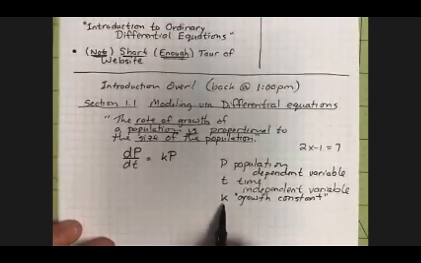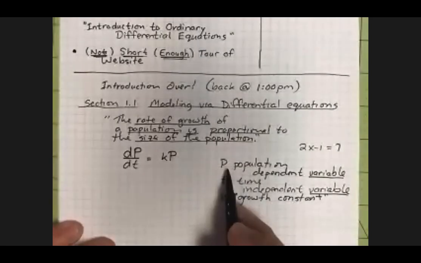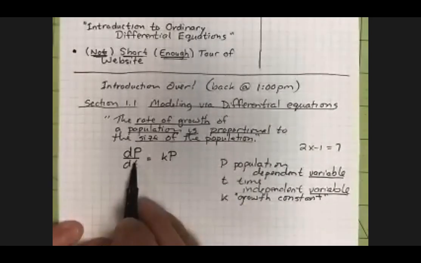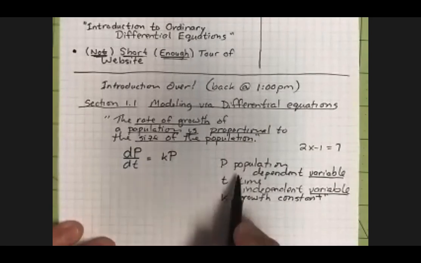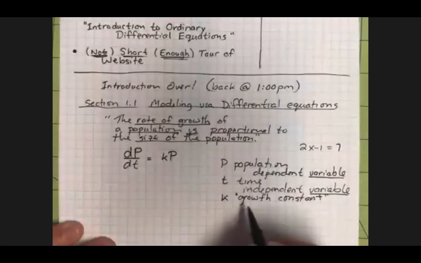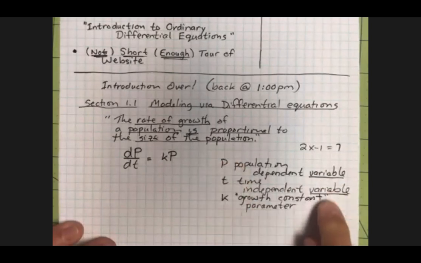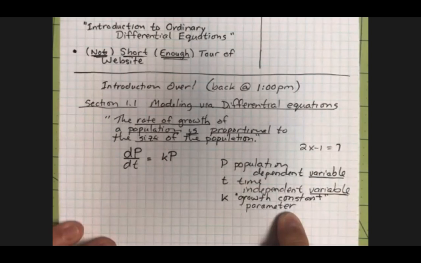Let's be careful about what we call this K. Legally, it's a variable, right? Unless I tell you what its value is. But it's not the variable I'm studying. I'm really hunting for this population formula. This P that I'm hunting for is a function. It's not a number, because the derivative of a number is zero. I'm hunting for this unknown function P, which depends on time. And the constant, we already acknowledge, probably is different for different kinds of populations. In this case, we have a special word for this. This is called a parameter. I'm not being silly. You have to be able to distinguish between the variables you're using and the parameters that change from problem to problem.